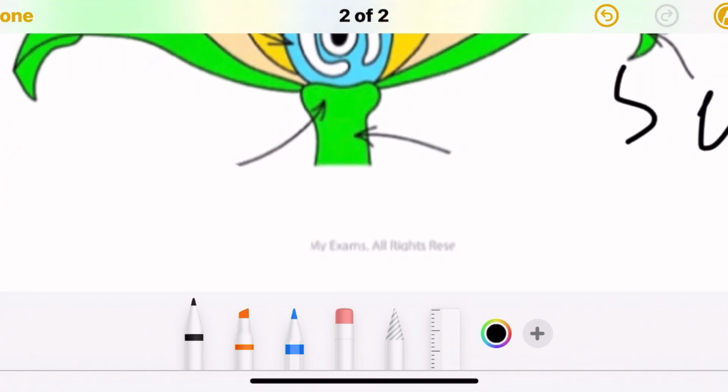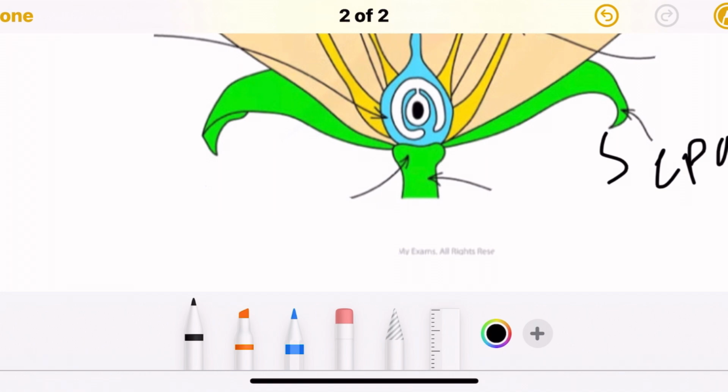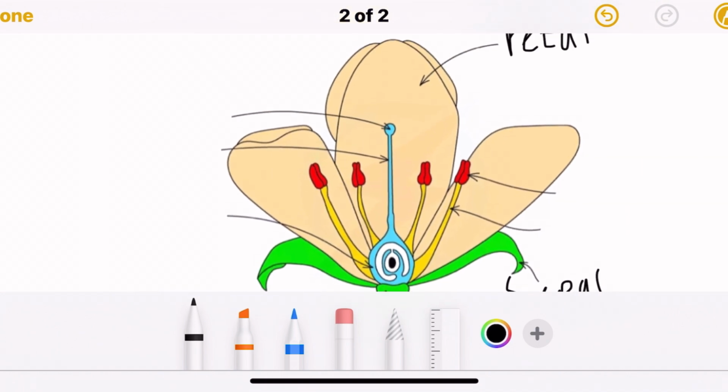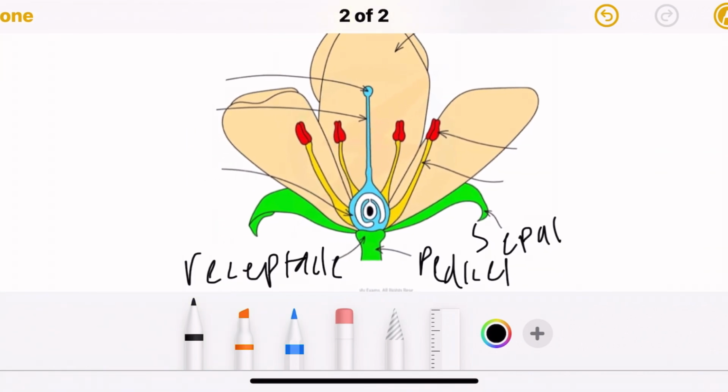Let's move over here. What is this and what is this? I said it's not important as such, but just remember it, because you never know what Cambridge gives you. So this is the receptacle and this is the pedicel. The function of both is just to hold and support the flower.